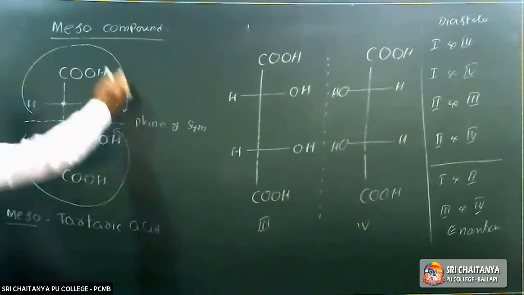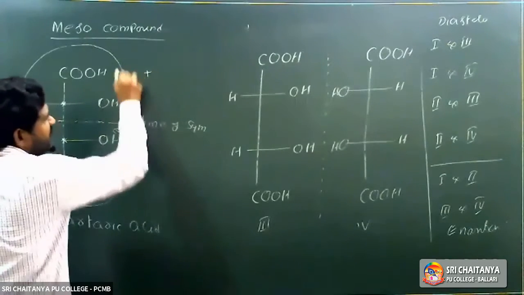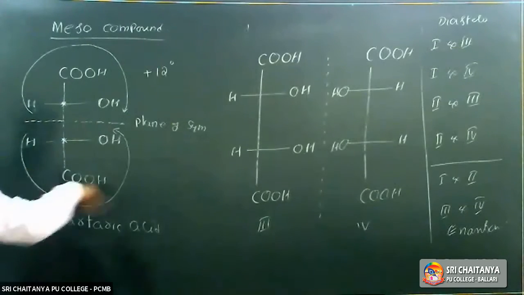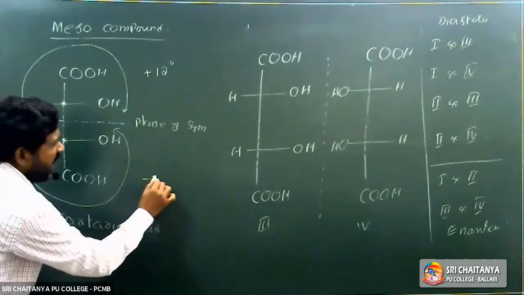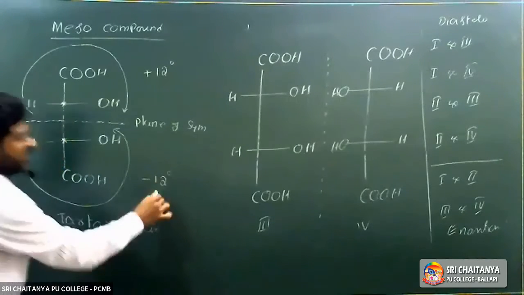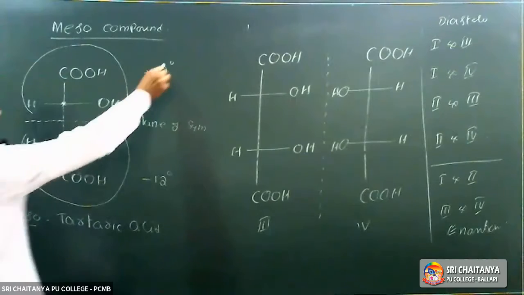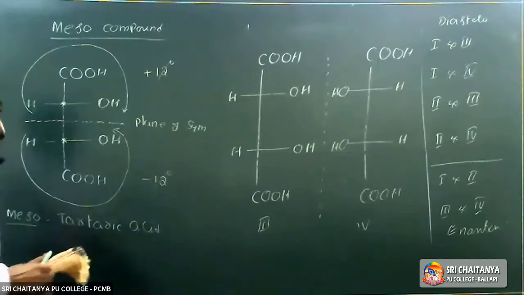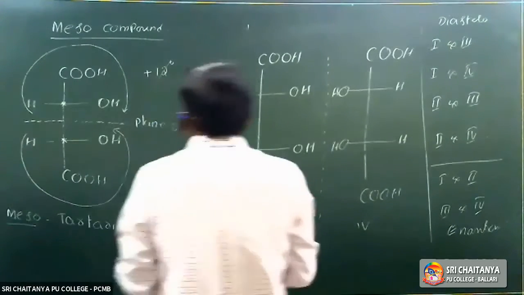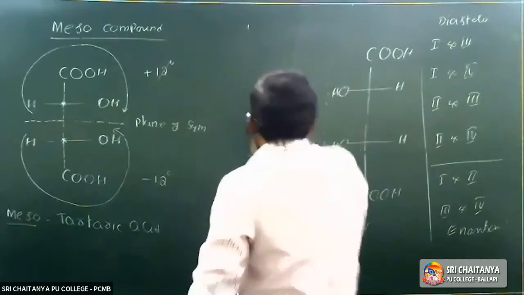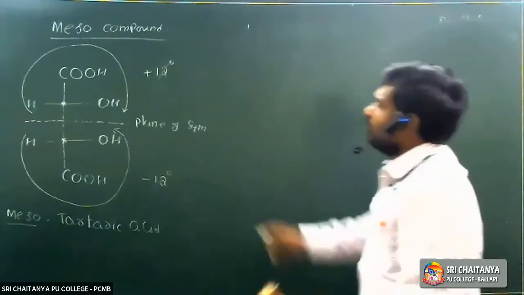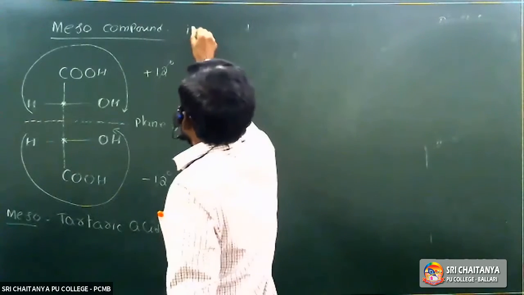Suppose the first half rotates the plane polarized light towards the clockwise direction by plus 12 degrees. Then the second half rotates the plane polarized light towards the left hand side, or anti-clockwise direction, by minus 12 degrees. Hence plus 12 and minus 12 get cancelled. So is a meso compound optically active or optically inactive?